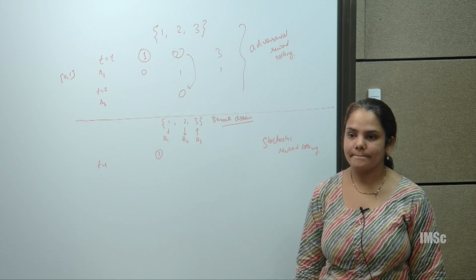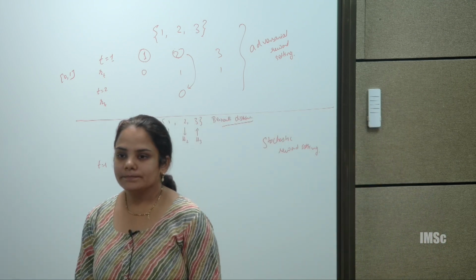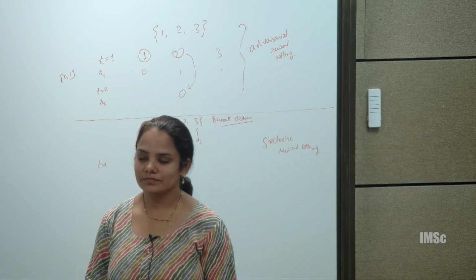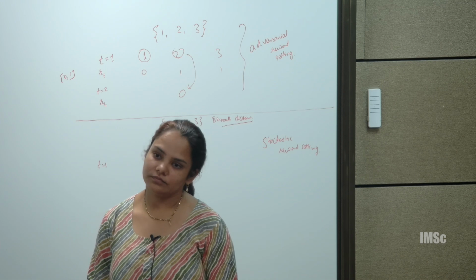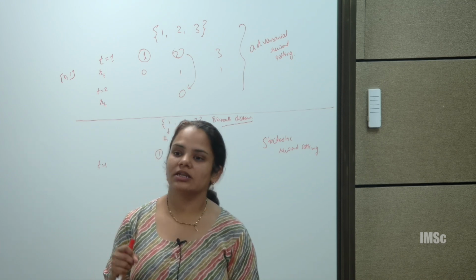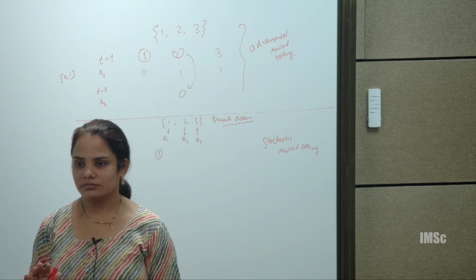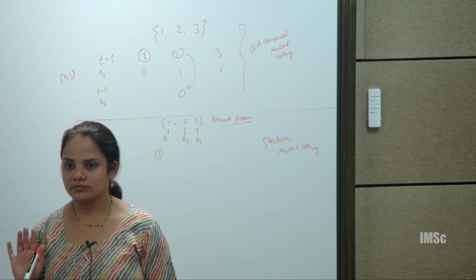When a player plays an arm, does he know what he would get if he plays other arms at that specific time? No. In the bandit feedback, it gets the reward only for the arm that it has played. Nothing else. That makes the problem interesting.